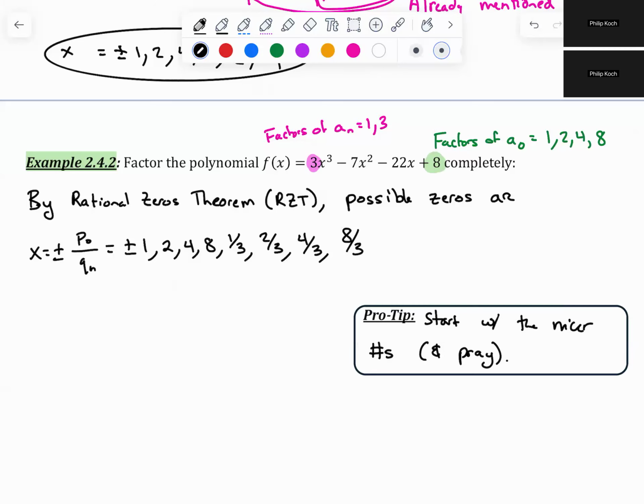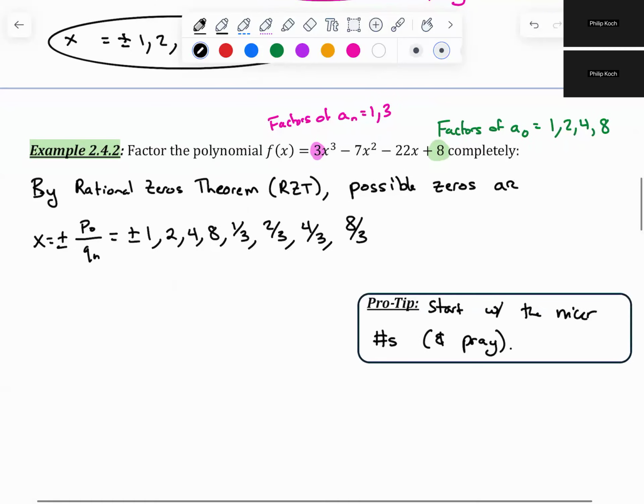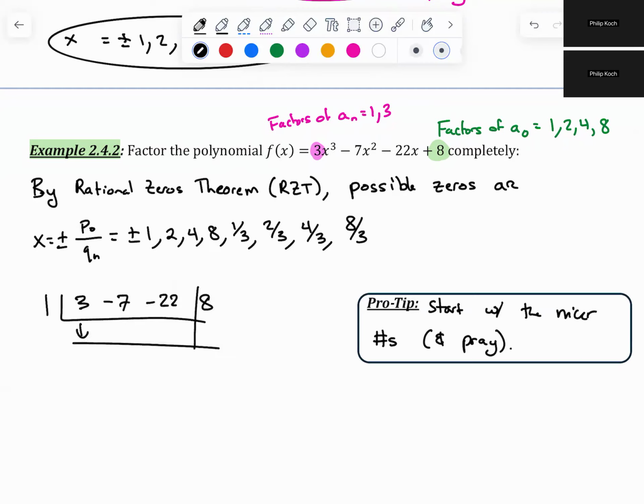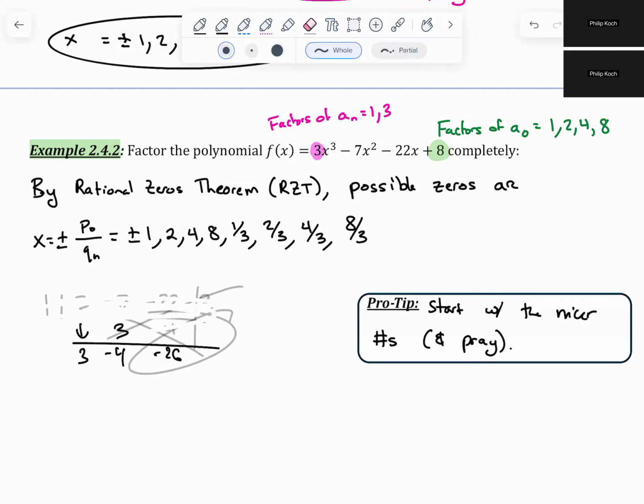So the way I used to teach it was I would say, okay, we'll test 1. We'll do synthetic division, 1 divided into 3x cubed minus 7x squared, don't write this down, minus 22x plus 8. And I'd go through, bring down 3, negative 4, negative 4, negative 26. Nope, this isn't going to work. But that takes up a lot of space on the exam, on your work, and it's a lot of work with little payoff. We have a calculator.